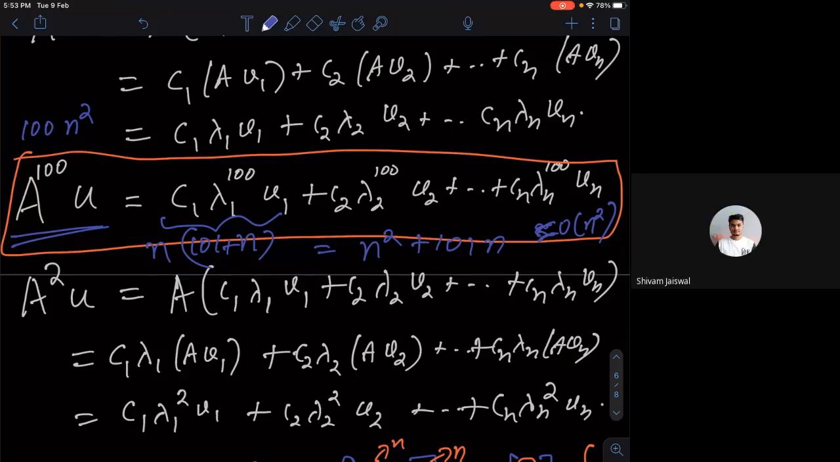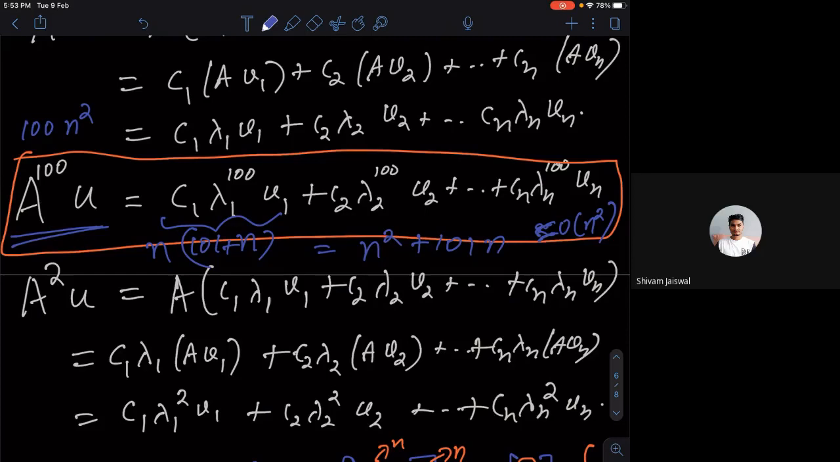Sir, if you have k in the power, the left hand side would be k n square, but the right hand side will be O of n square only. If k is also a parameter, I agree. But if k is some constant like 100, that is true. So this is correct, a good intuition.